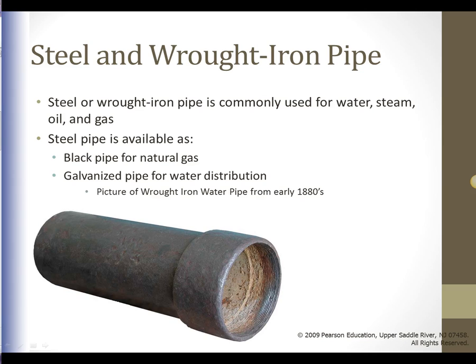Now, pipes may be welded or seamless. Welded pipes are available in schedule of 40 to 80. Steel pipe is available in black pipe or galvanized pipe. Black pipe is used for gas products, and galvanized pipes are used for water distribution. Remember, black pipe is used for the distribution of natural gases.